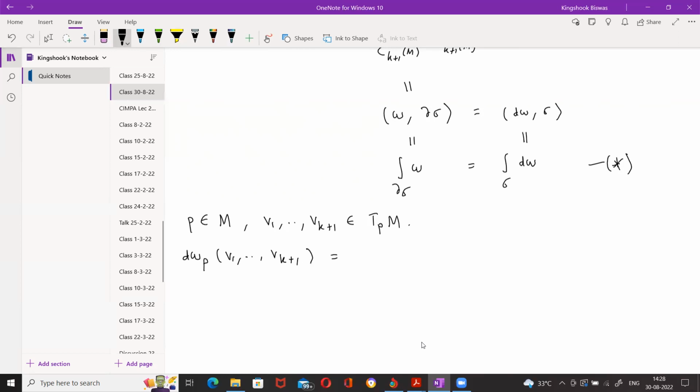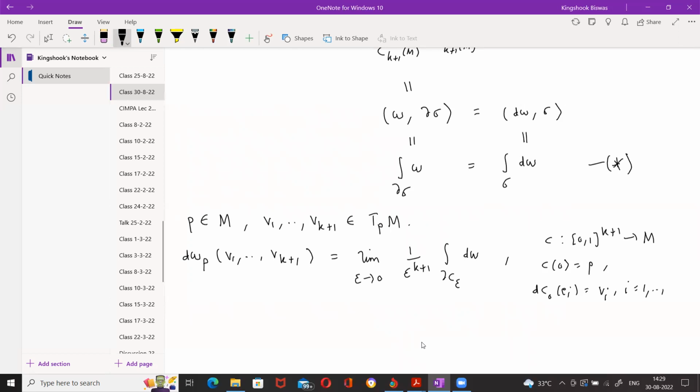Well, we can use what we did last time. This will be the limit as epsilon tends to 0 of 1 over epsilon to the k plus 1 times the integral over the boundary of C epsilon of d omega, where C is a (k plus 1)-cube such that C0 is P and dC0 of e_i is v_i, i goes from 1 to k plus 1. This is just what we did last time, right?